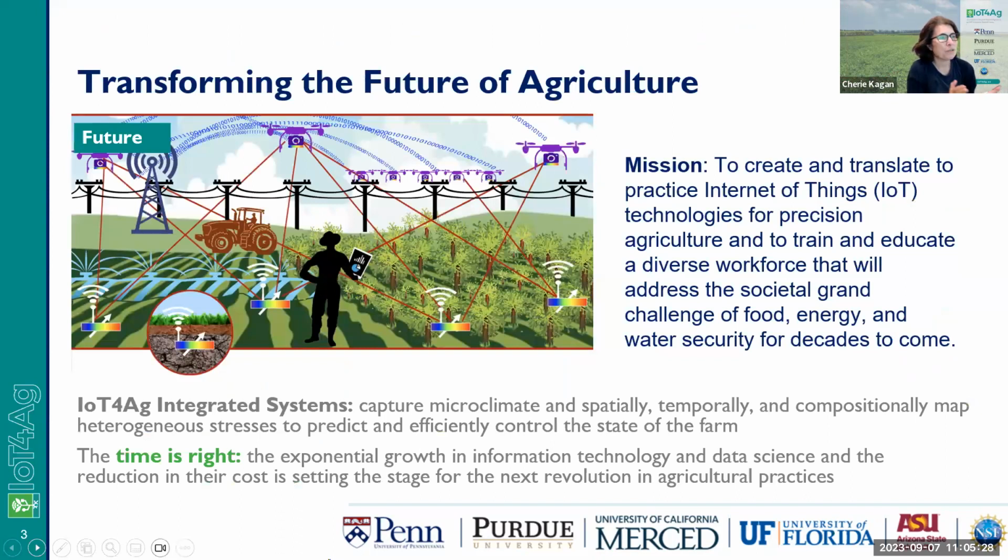So I'll just share with you a little bit about the center. I also wanted to start with what the real mission of the center is. The center, as I'll describe, really brings together a broad scope of people from academia, industry, government, and we welcome obviously here the inclusion of stakeholders that are really important to the overall mission. So the mission of the center is to create and translate to practice Internet of Things technologies for precision agriculture, and also to train and educate a diverse workforce that's going to address this challenge of food, energy, and water security.